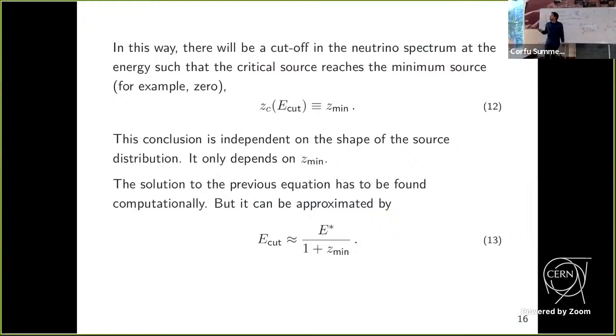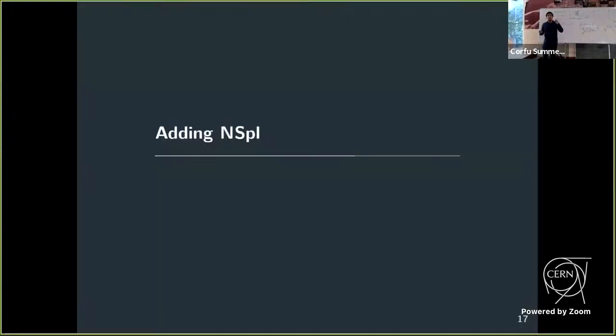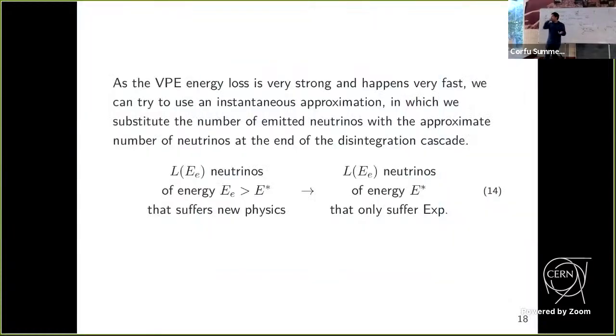Okay. Now, this is only a model for pair production, but now we want to add the neutrino splitting also. Well, as the effect of the pair production is very strong and fast, we can think of an instantaneous approximation in which we substitute the emitted neutrinos directly at the source by the number of neutrinos at the end of the cascade of this disintegration shower.